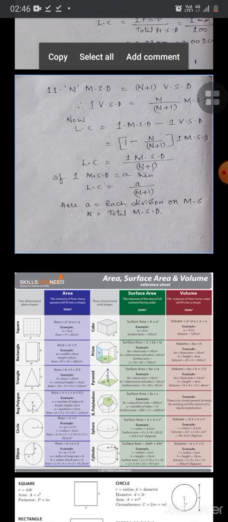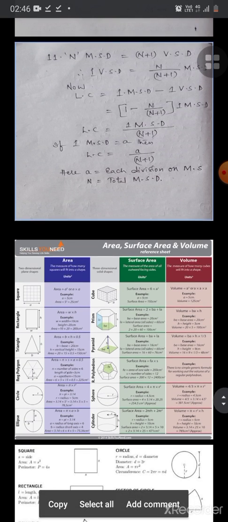Next, if n main scale divisions in a vernier calipers is equal to n plus 1 vernier scale divisions, then 1 vernier scale division is equal to n by n plus 1 main scale divisions. Now least count can be calculated as 1 MSD minus 1 VSD. Finally we get LC is equal to 1 MSD divided by n plus 1. If 1 MSD is equal to A, then LC is equal to A by n plus 1.